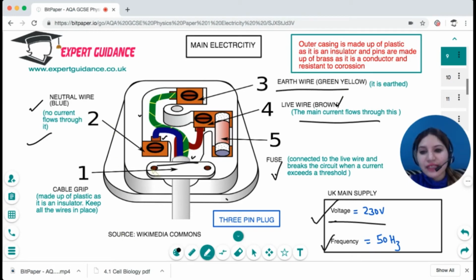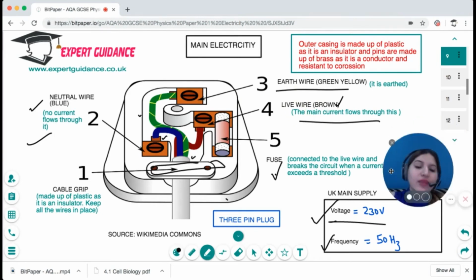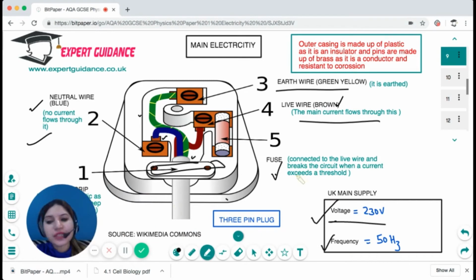And then there's a cable grip, which is made of an insulating material called plastic, and it keeps all the wires in place and prevents them from touching. All the pins are made of brass, and you need to remember that, as it's a good conductor, and being an alloy, it's resistant to corrosion. So rather than making the pins from copper, we make them from brass. On the other hand, the wires are made of copper, as they are good conductors of electricity. So you should be able to label all these wires, and remember the colors and the function of each wire.